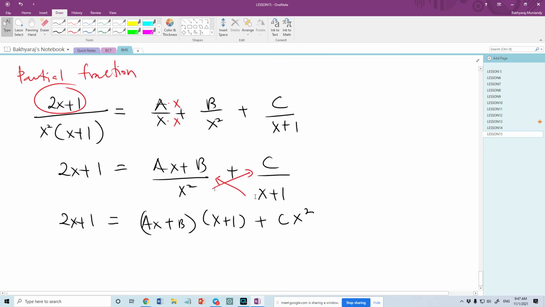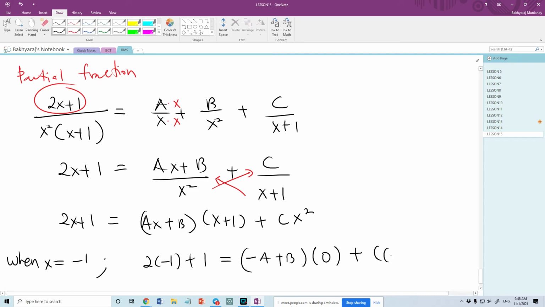Okay, next we substitute. Now we go for substitution. So when x equals, what do we want to substitute? We substitute negative 1, correct. If we substitute negative 1, we get 2 times negative 1 plus 1 equals, and this whole part becomes zero. Negative 1 means I put negative a plus b, and this one is 0, right? Plus c times negative 1 to the power 2.